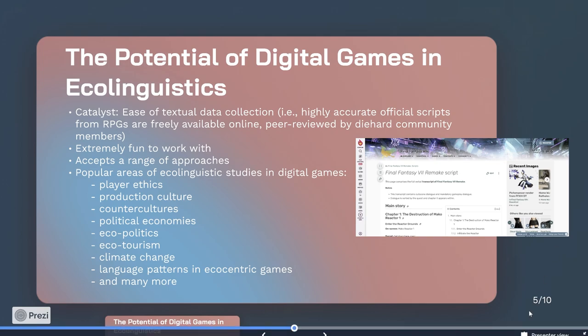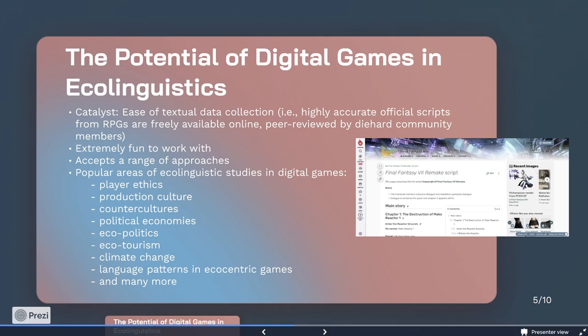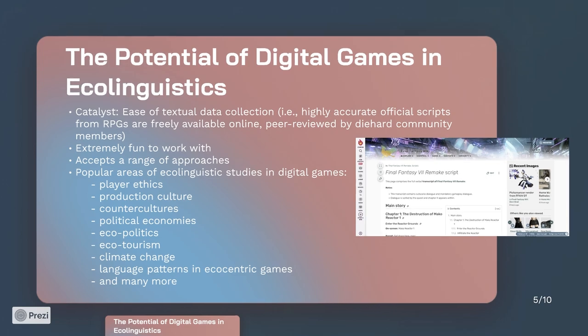Okay, so thank God. And then the popular areas of ecolinguistic studies in digital games include the following things. Player ethics. If you like ethics in Gen AI, you can have player ethics here. You can talk about politics, economies, politics more, tourism. Of course, climate change. So yeah, there's a variety of possibilities that you can use digital games for research.